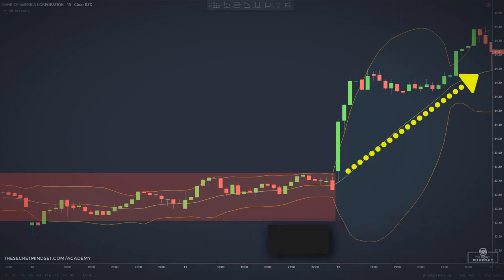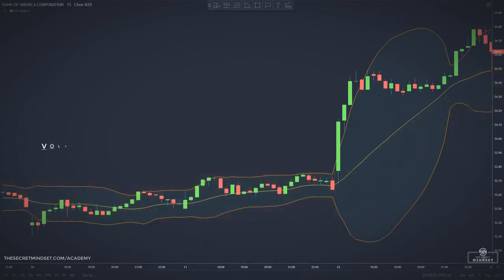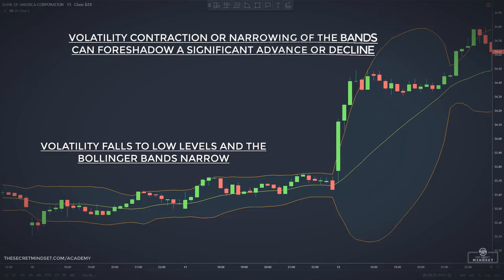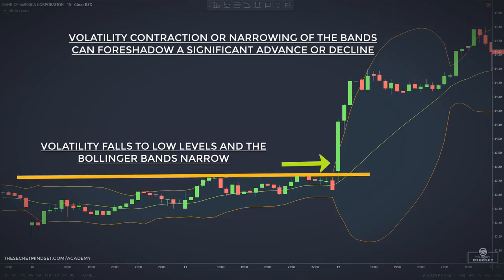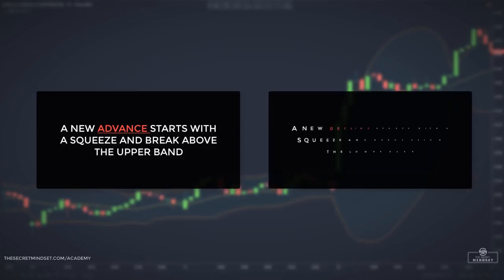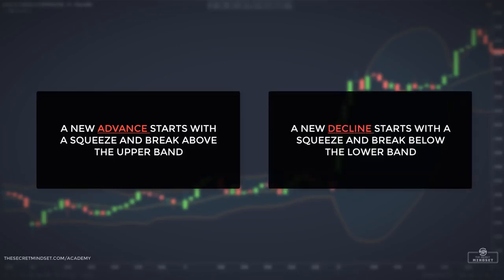So Bollinger Band squeeze occurs when the volatility falls to low levels and the Bollinger Bands narrow. According to John Bollinger, periods of low volatility are often followed by periods of high volatility. Therefore, a volatility contraction or narrowing of the bands can foreshadow a significant advance or decline. Once the squeeze play is on, a band breakout signals the start of a new move. A new advance starts with a squeeze and a break above the upper band, while a new decline starts with a squeeze and a break below the lower band.